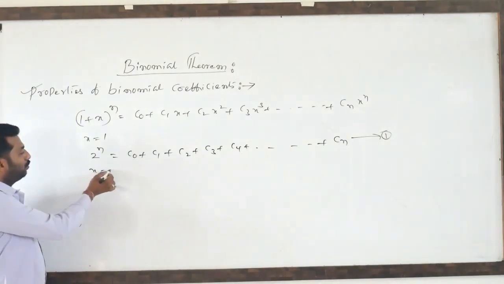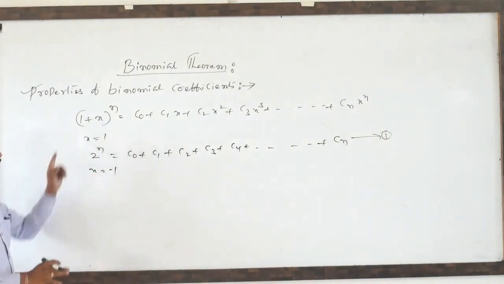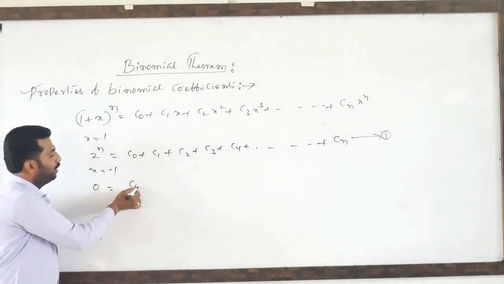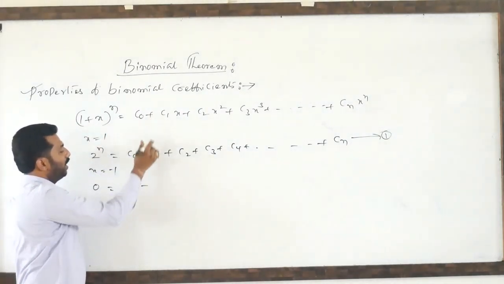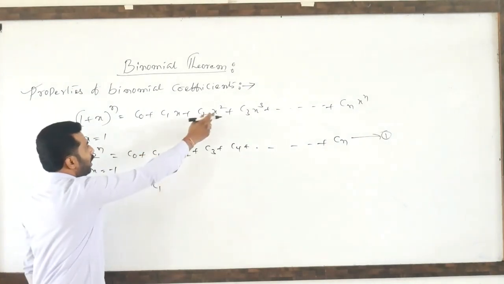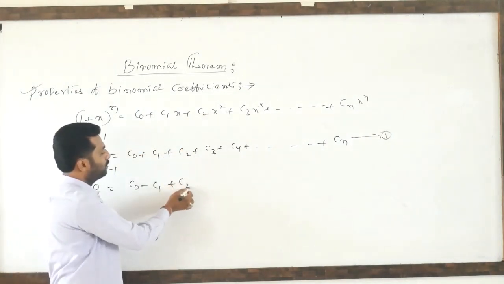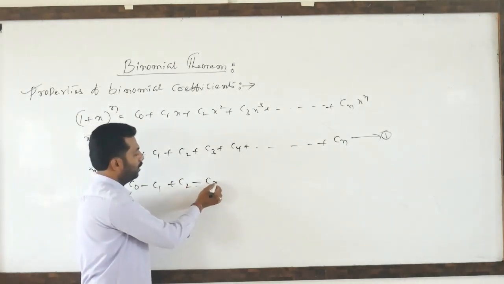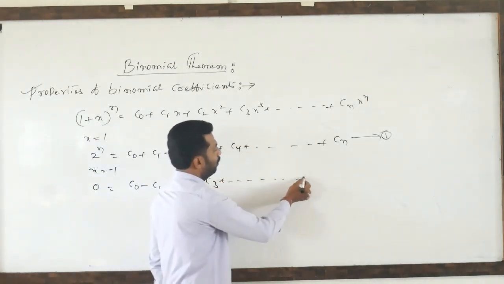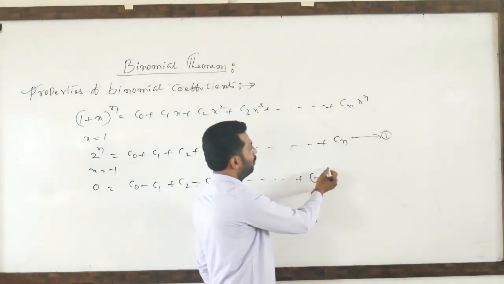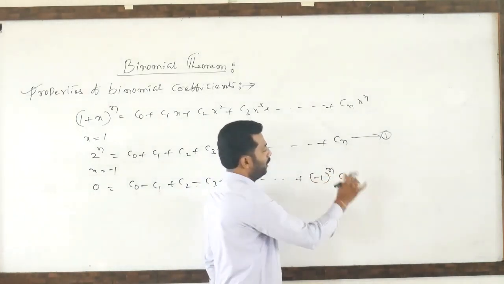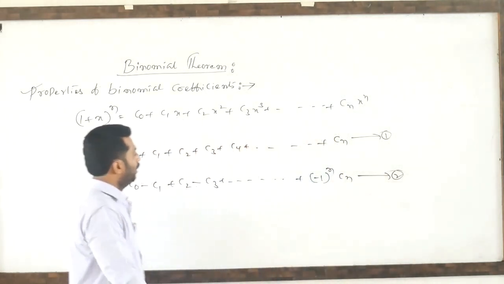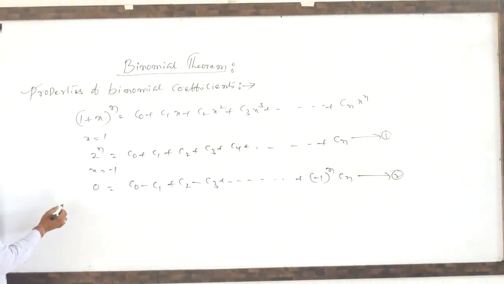Suppose x equal to minus 1 if I substitute. 1 minus 1, this is 0. So c0, x equal to minus 1 means minus c1, minus 1 whole square means plus c2, minus c3, plus c4, and so on. This is minus 1 whole power n into cn. This is equation 2. Just observe.